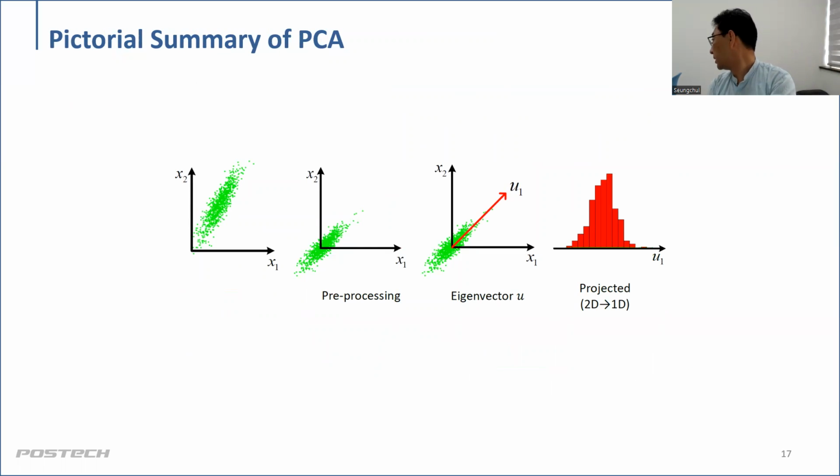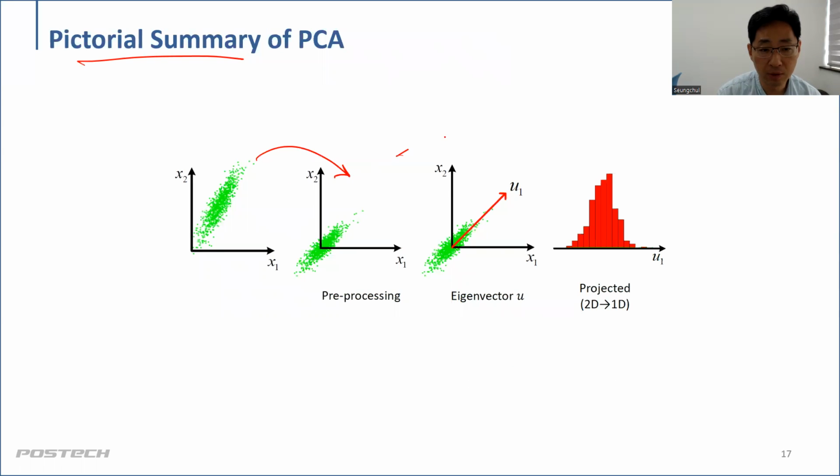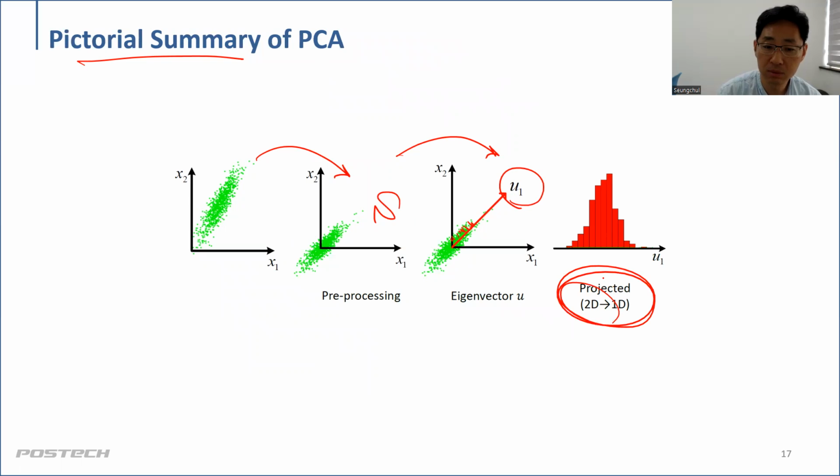Pictorial summary of PCA. The first step is to shift the data to make it zero mean. From there you compute the sample covariance matrix. Out of that, you find the eigenvectors, and you make projections. This is the projected data.